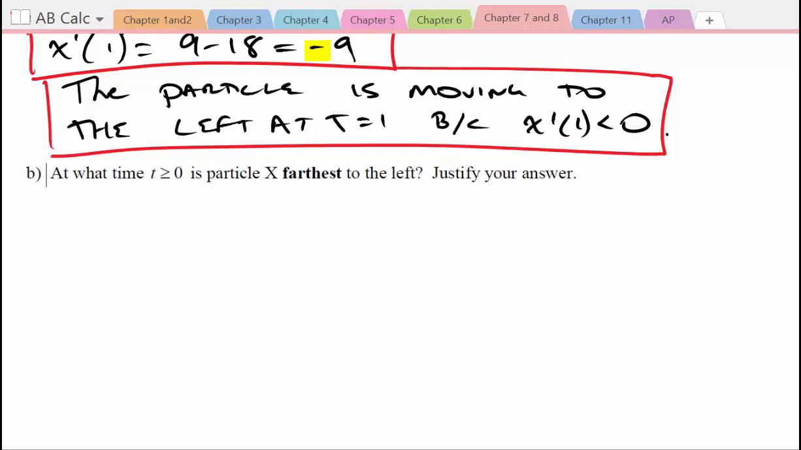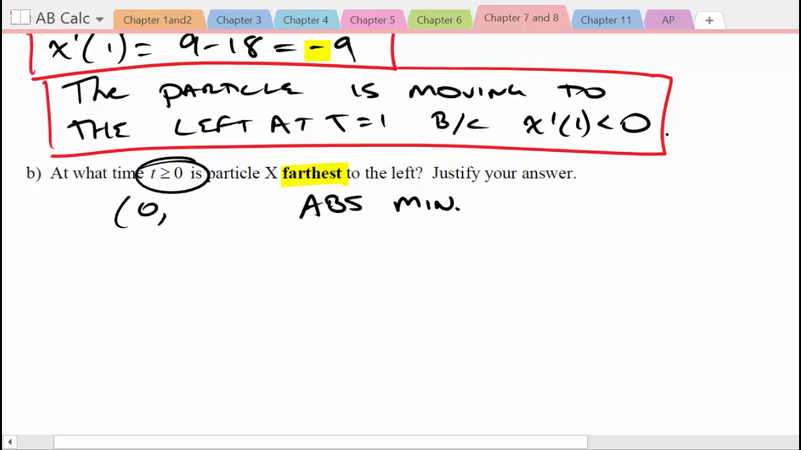For part B, at what time is the particle farthest to the left? The fact that it is telling you the farthest to the left means this is an optimization problem. We're looking for an absolute minimum here. This is an open interval. It goes from 0 to infinity. So we want to minimize x of t.